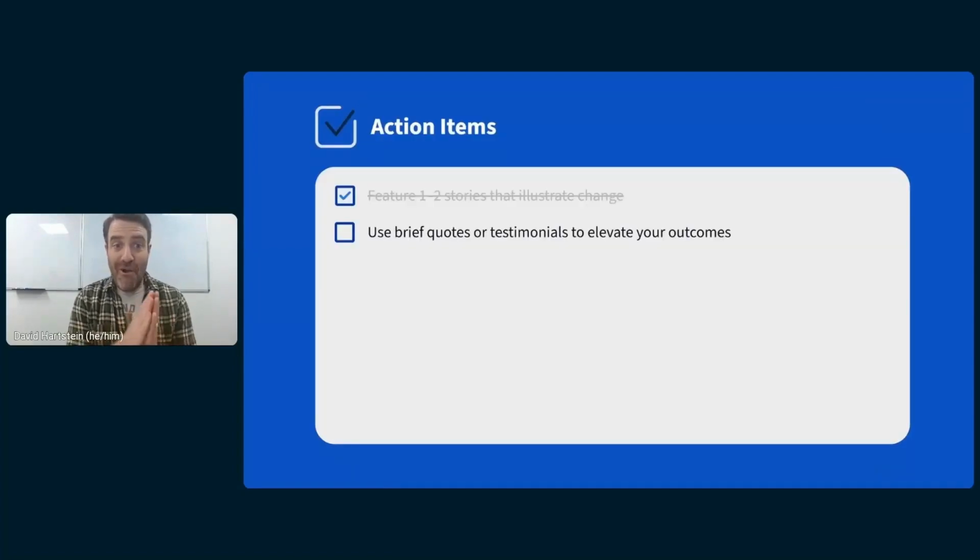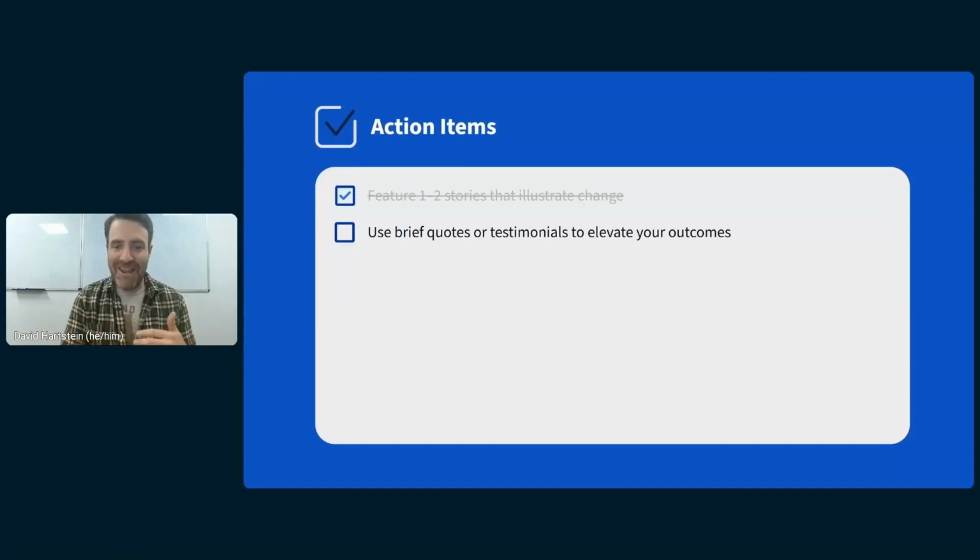Next up, you should also use brief quotes or testimonials to elevate your outcomes. So these are generally shorter than those longer stories, but they still do a lot to instill confidence in your visitors that you're capable of delivering on your mission. And the key is that these quotes and testimonials should be unique to you and your work, right? They should be more specific and illustrative.